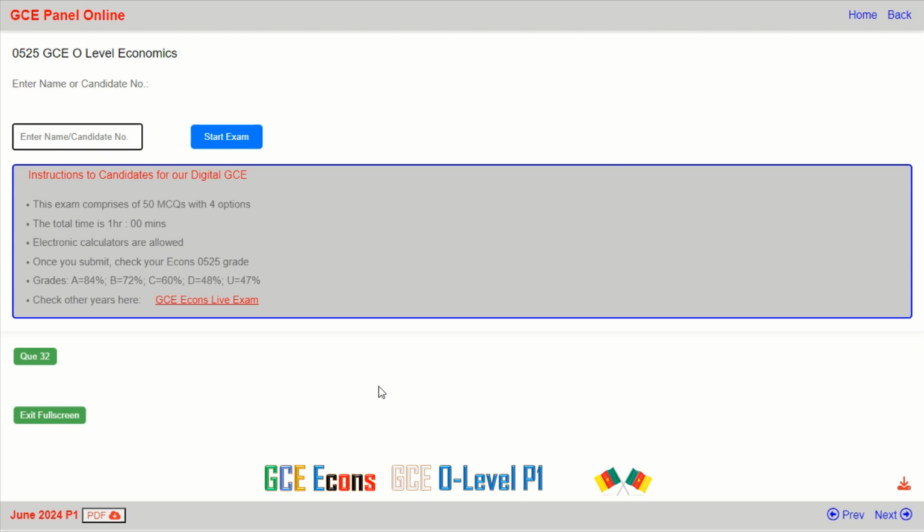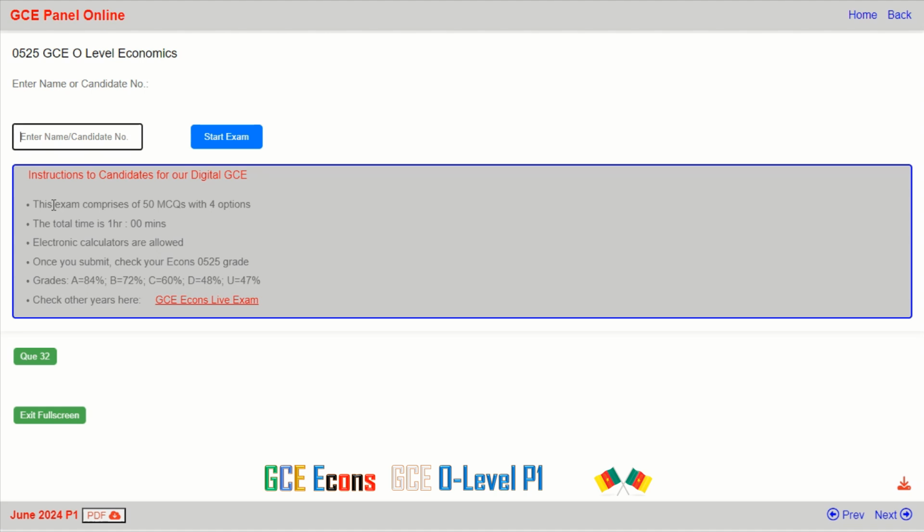Secondly, the instructions for this question must be followed carefully. There are 50 MCQs for June 2024, paper 1. The time allocation in this platform is 1 hour, not 1 hour 30 minutes. Electronic calculators are, however, allowed. And once you submit, you can check your grade just for paper 1.